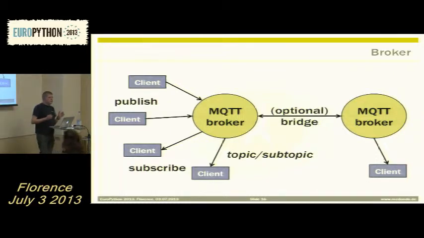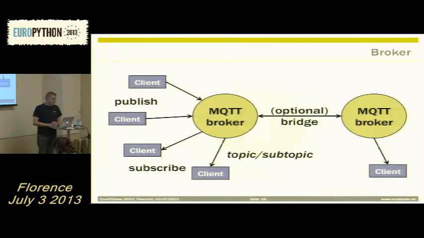So the basic principle with MQTT: you have a broker, and clients register at the broker. They subscribe either to topics or they can publish topics. I will explain topics later, but the messages are published by clients via the broker and received by other clients which subscribe to certain topics. It's very easy. That's how I guess many messaging protocols work.